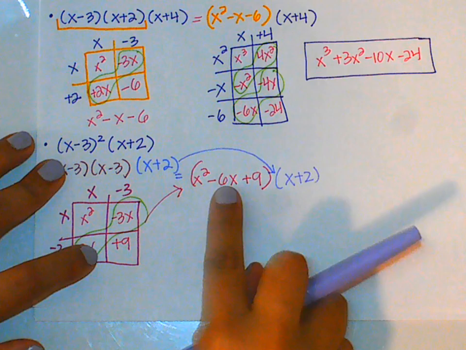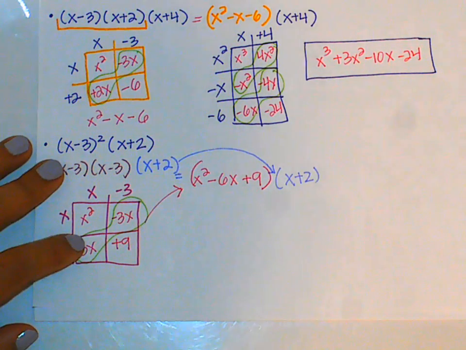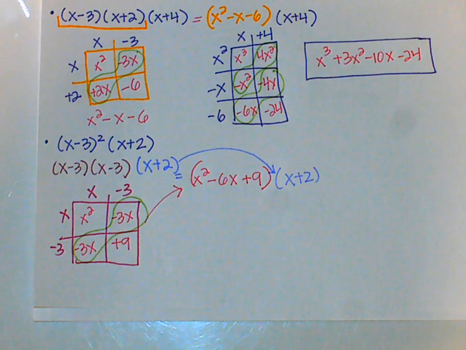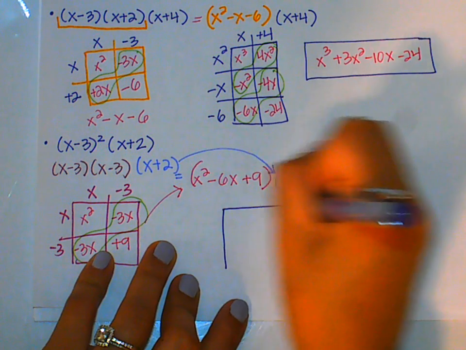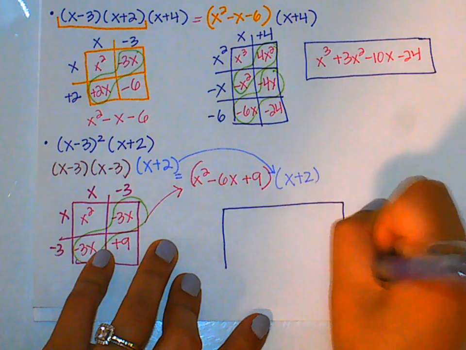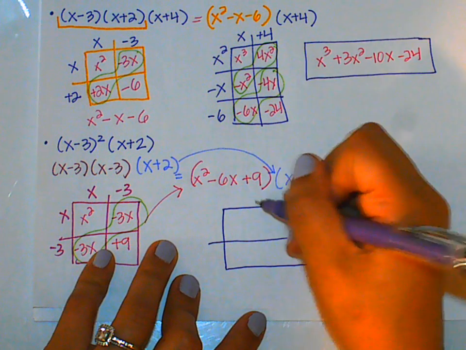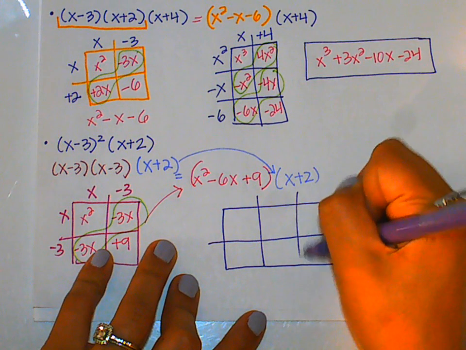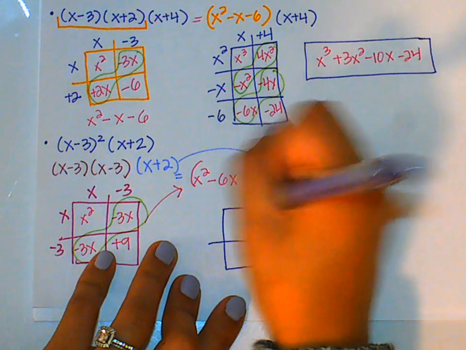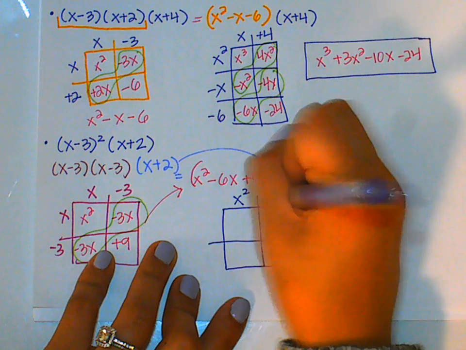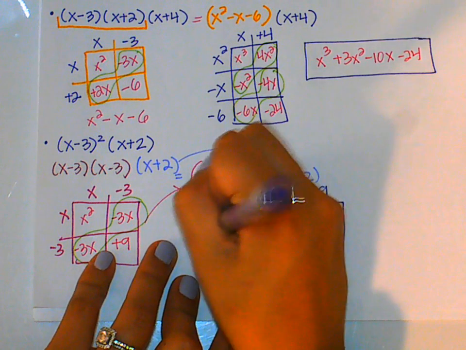Right, now that I have a binomial times a trinomial, I'm going to do my area model. And like I said, it doesn't matter which way you do it. So for sake of space, I'm going to do mine this way because it doesn't matter, as long as you set up your dimensions based on where you want each thing to be placed. So since my 3's are up here, I'm going to do x squared minus 6x plus 9 that way, and then my x plus 2 this way.